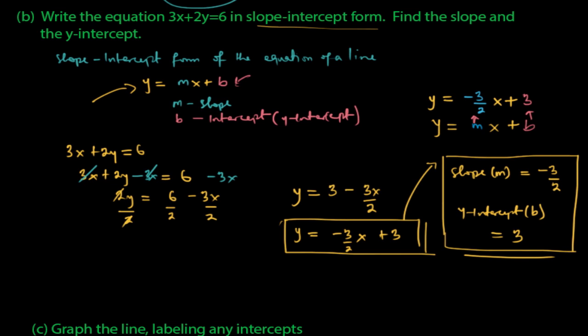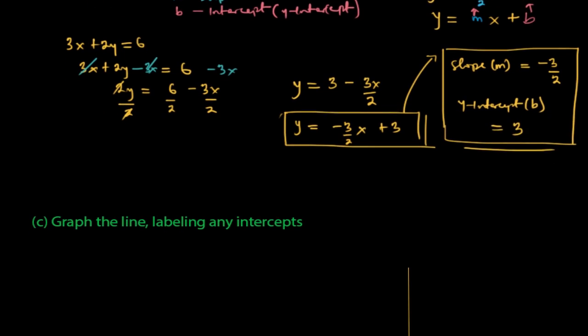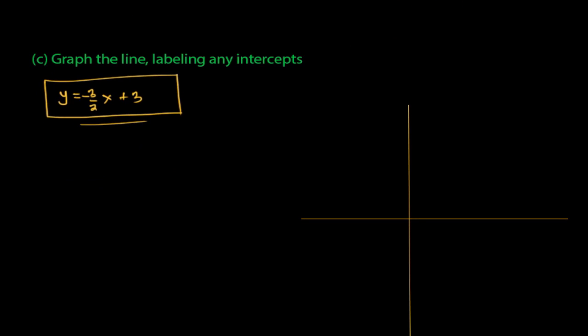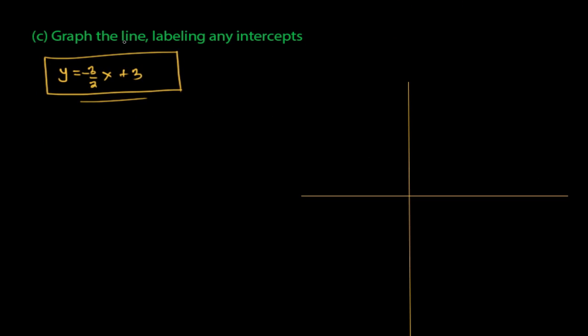So let's go ahead to the next question here. This is going to come in handy, so let me just write that here. The equation we obtain here is y equals negative 3 over 2 x plus 3. So this is the equation of a line. Now we are told to graph this line, labeling any intercept.